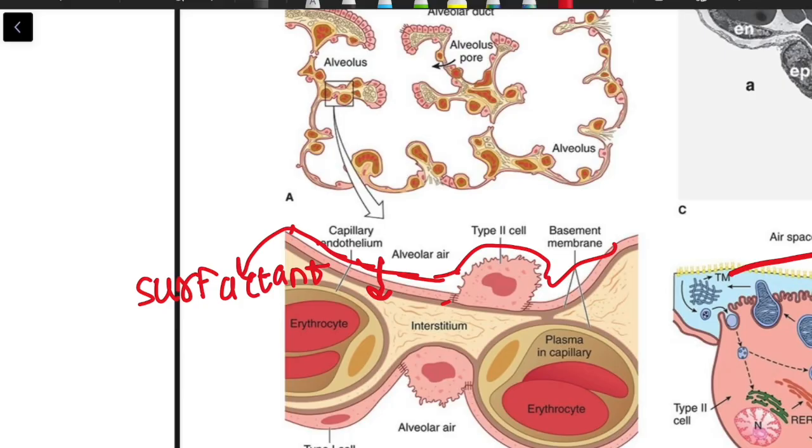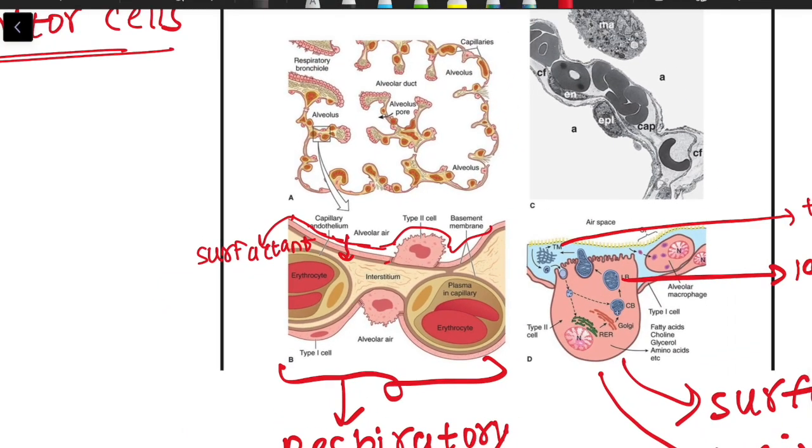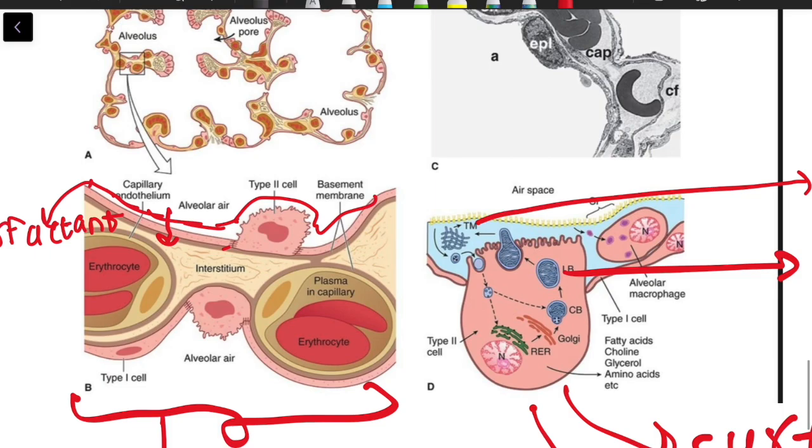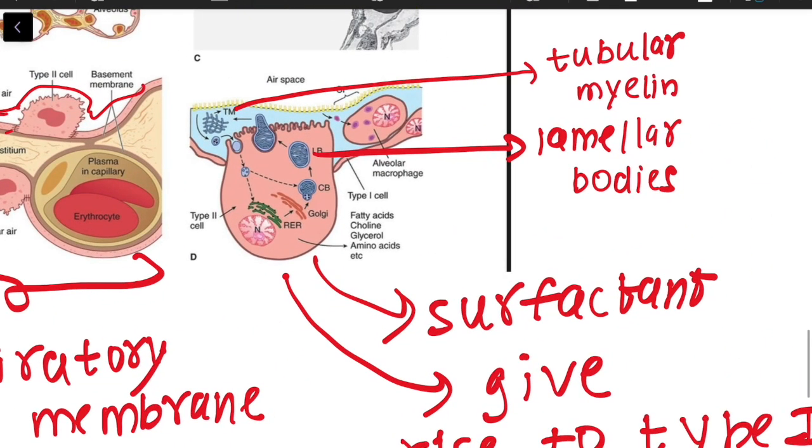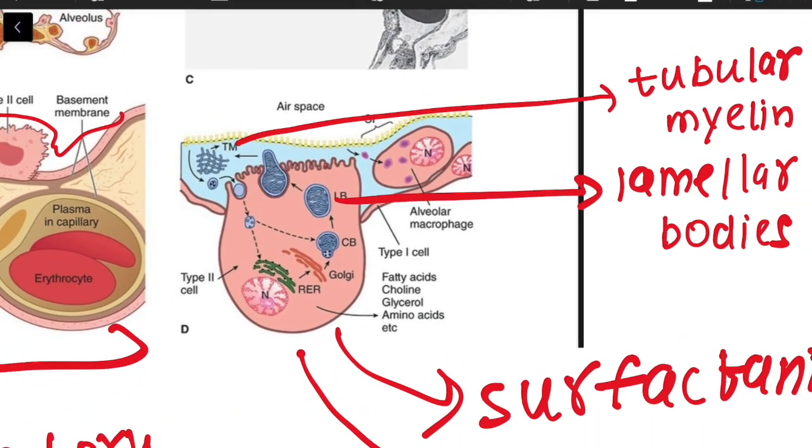So that is a very big problem. And now these type 1 cells are mainly involved and are more in abundance in the alveolar epithelium. And if we talk about the type 2 cells, the type 2 cells or the type 2 pneumocytes are kind of interesting. Why are they interesting? Because they produce surfactant.